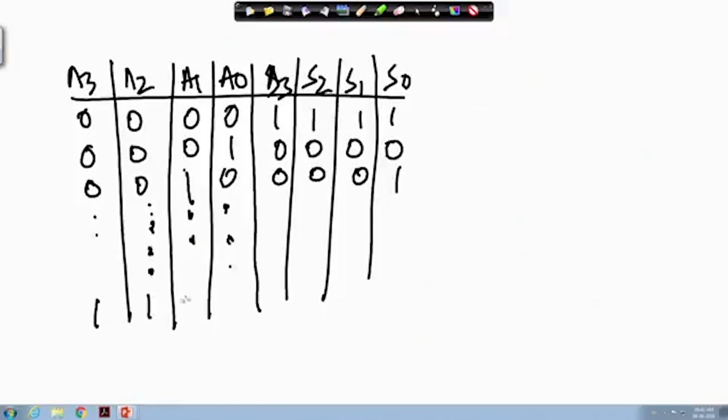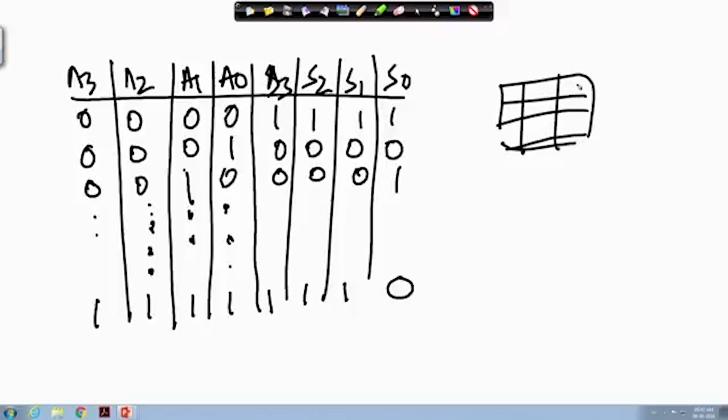So, up to 1 1 1 1. Whenever I find 1 1 1, at that time I will get 1 1 1 0. Then again, using the same procedure, I draw the Karnaugh map and try to find the corresponding expression for that. Instead of doing that, as I said, that is where the problem lies with this technique.